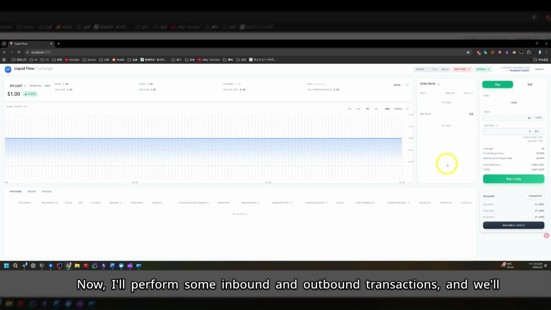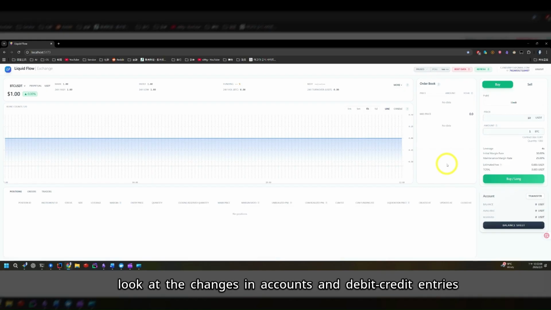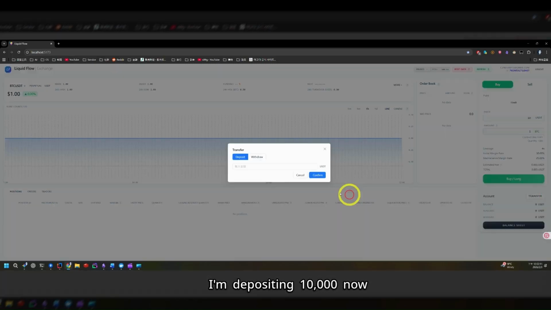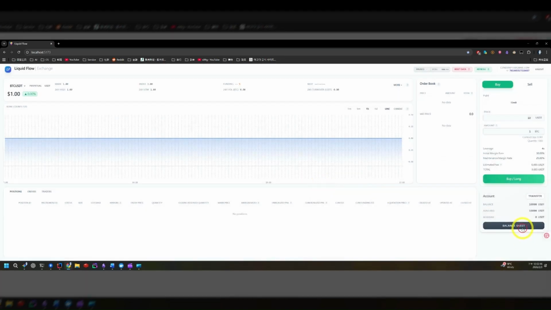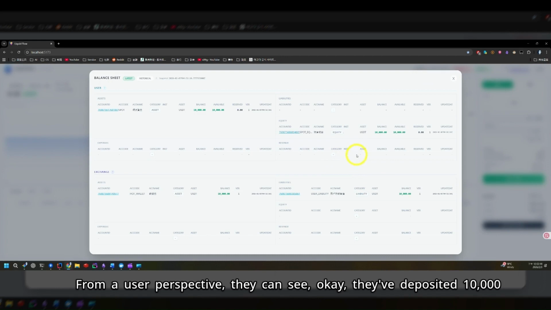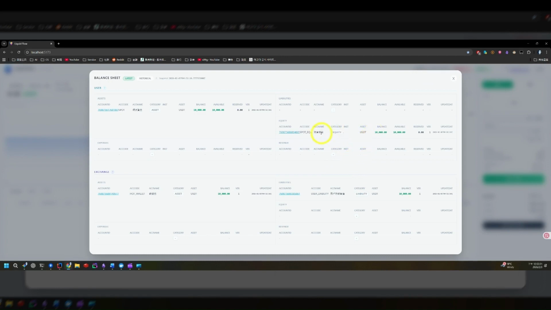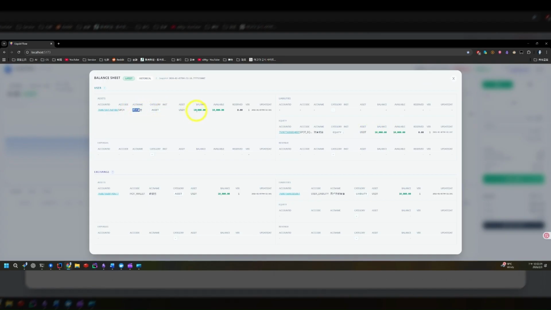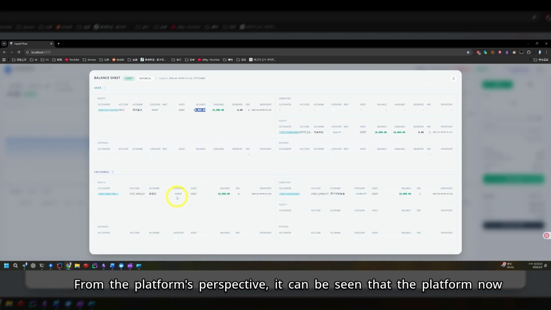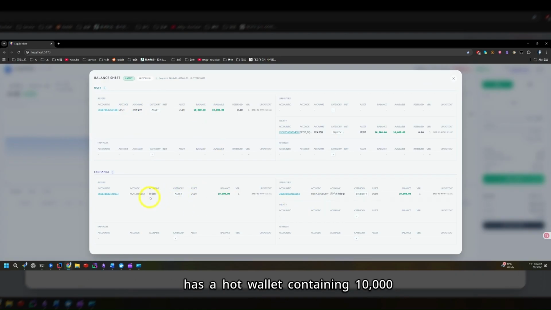Now, I'll perform some inbound and outbound transactions, and we'll look at the changes in accounts and debit credit entries. I'm depositing 10,000 now. From a user perspective, they can see, okay, they've deposited 10,000. And this deposit of 10,000 indeed increases their spot assets. From the platform's perspective, it can be seen that the platform now has a hot wallet containing 10,000. How did this 10,000 come about? It's from the user's deposit.